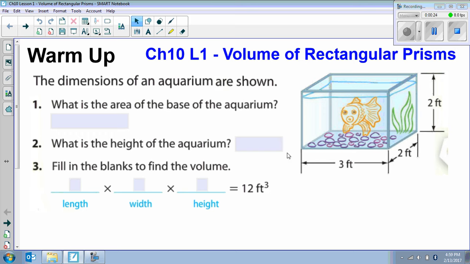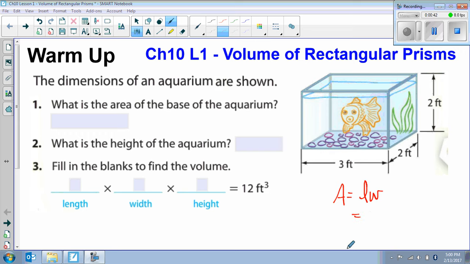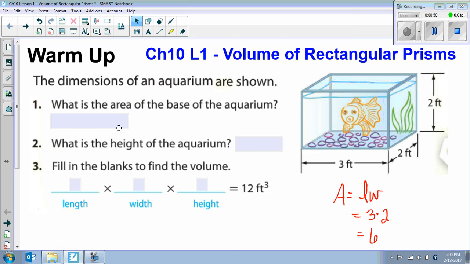So here, the first thing we want to do is look to see that the base of this aquarium is a rectangle. Okay, so the formula for the area of a rectangle is area is equal to the length times the width. So the length of the base is 3 and the width is 2. So we end up with 6. So the area of the base of the aquarium is 6 feet squared.